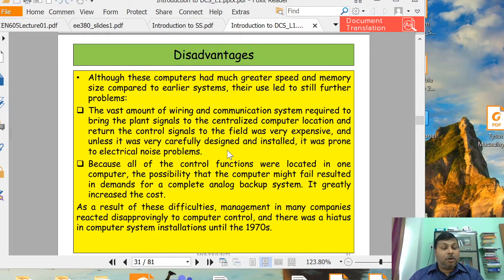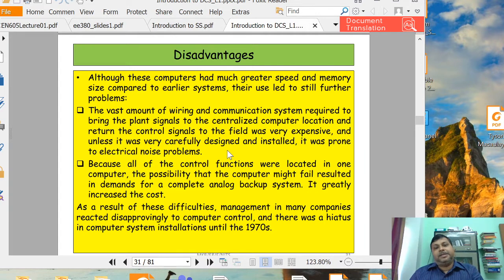Another problem is that all of the control functions were located in one computer. We are sending all the information to a single computing facility, which acts as a controller and decides, based on the measurement signal and the control algorithm, to produce the control signal. So because all of the control functions were located in one computer, the possibility that the computer might fail resulted in demands for a complete analog backup system.